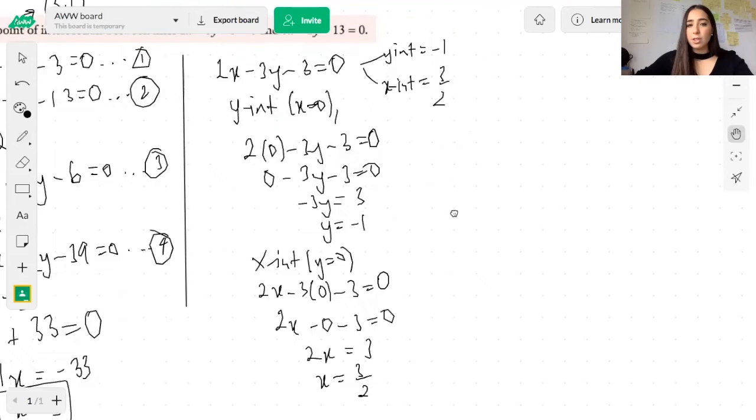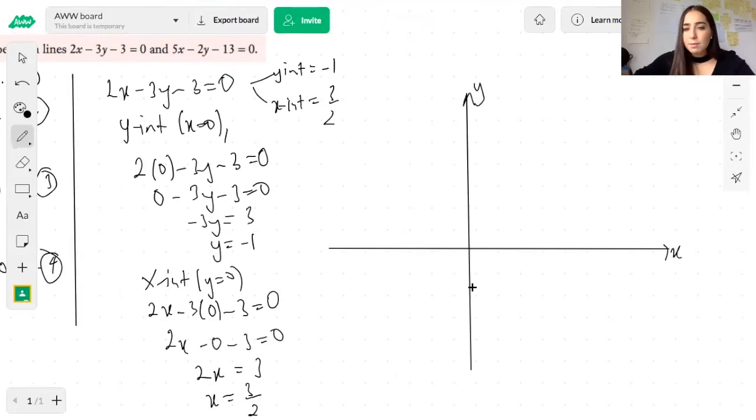Now we can actually draw the function. A y-intercept of negative 1 is somewhere down here. And an x-intercept of 3 on 2 is like 1.5. If I say that's 1 and that's 2, 1.5 would be in between. Joining those two dots together, we get a straight line. So that's the first straight line.